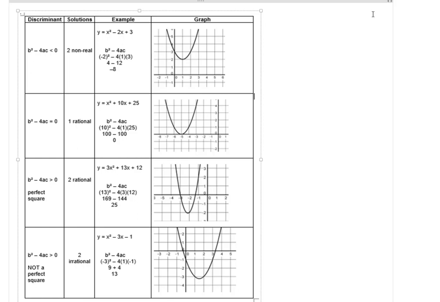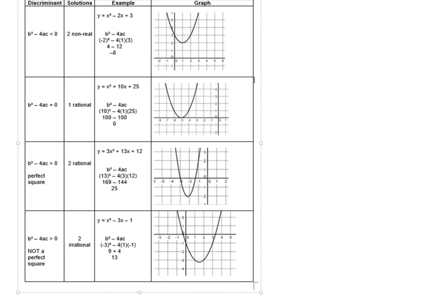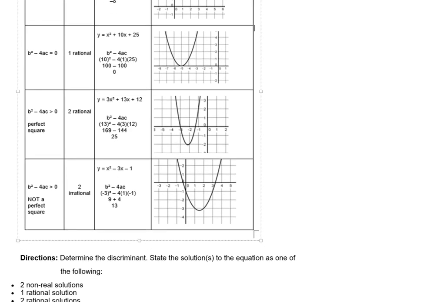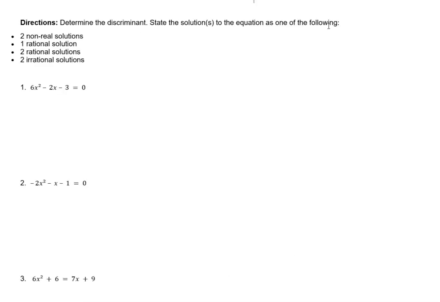Now the graphs of rational and irrational are going to look the same when we have two irrationals or two rationals. You're going to have the graph hit the x-axis in two places, and again my parabola can either open up or open down. All right, my directions here say to determine the discriminant and state the solutions of the equation as one of the following: two non-real, a rational, two rational, or two irrationals.